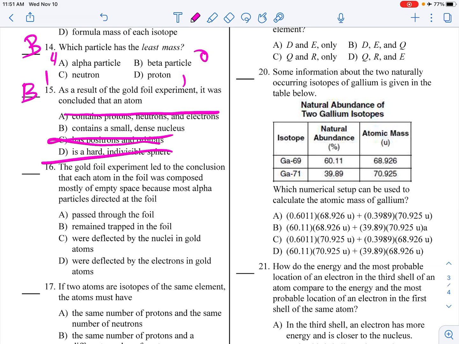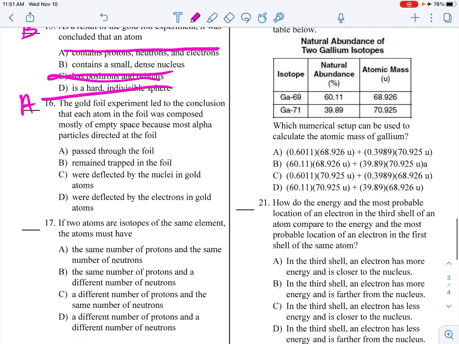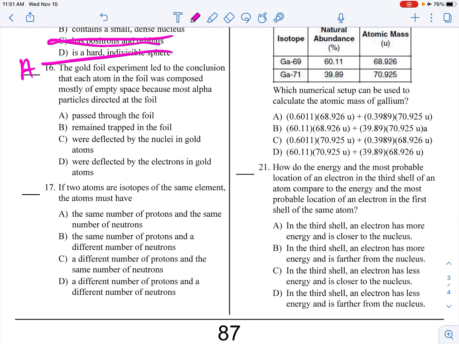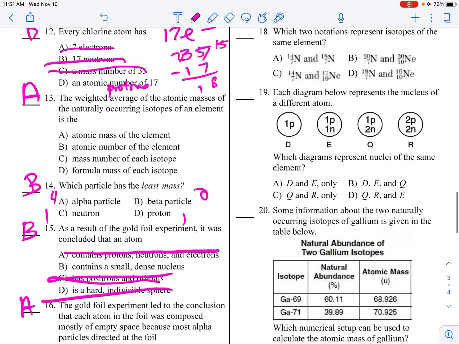Gold foil experiment led to the conclusion that each atom in the foil was composed of mostly empty space, because if it's mostly empty space, that's why they go straight through. Yeah. If two atoms are isotopes of the same element, the atoms must have the same number of protons. I agree, because they're the same element. But if they're isotopes, they must have different numbers of neutrons.